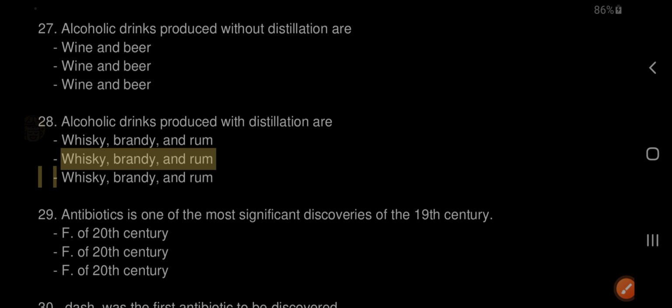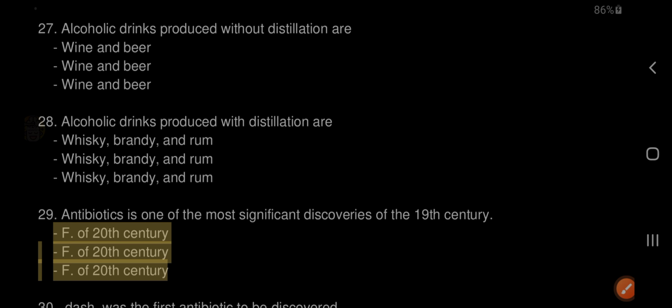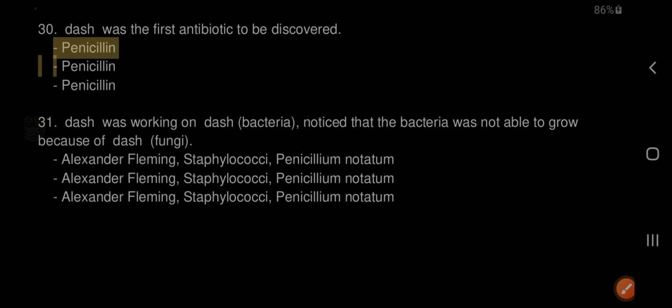29. Antibiotics is one of the most significant discoveries of the 20th century. False, 19th century is wrong. 30. Penicillin was the first antibiotic to be discovered.